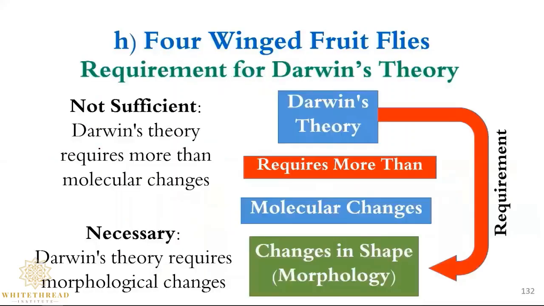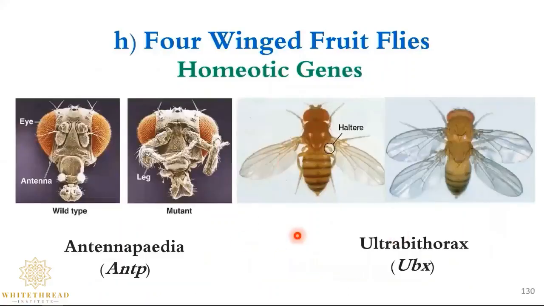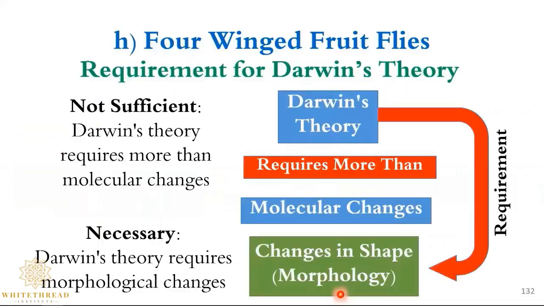So at first glance, what we have is the requirement of Darwin's theory, which is change in shape and morphology, being fulfilled through molecular changes. So in this example, you've got mutations that are leading to apparently beneficial traits, which is an extra set of wings. This is obviously disabling, but this appears to be beneficial, and neo-Darwinists will give you this example to show that, look, mutations do actually produce beneficial outcomes at the level of morphology and structure and shape. And that was required, so you can see from here.